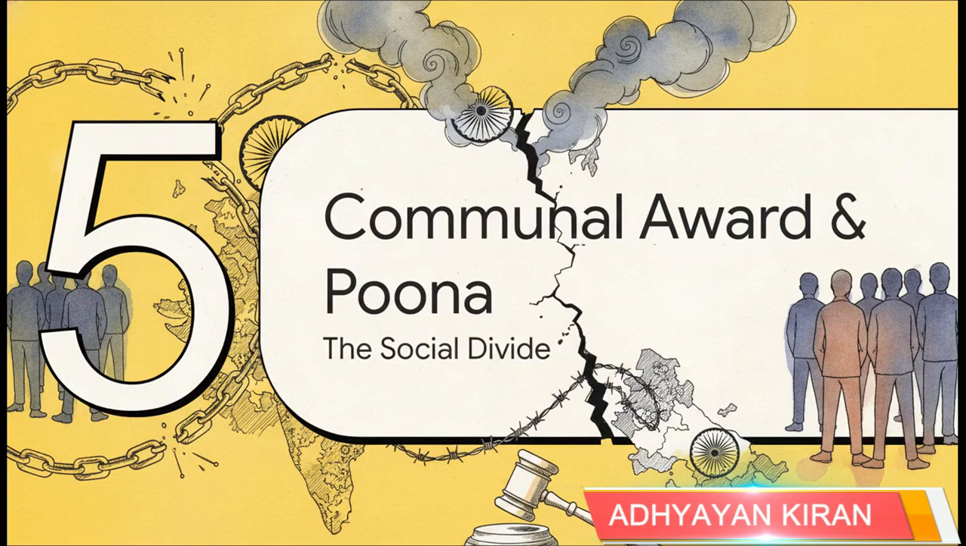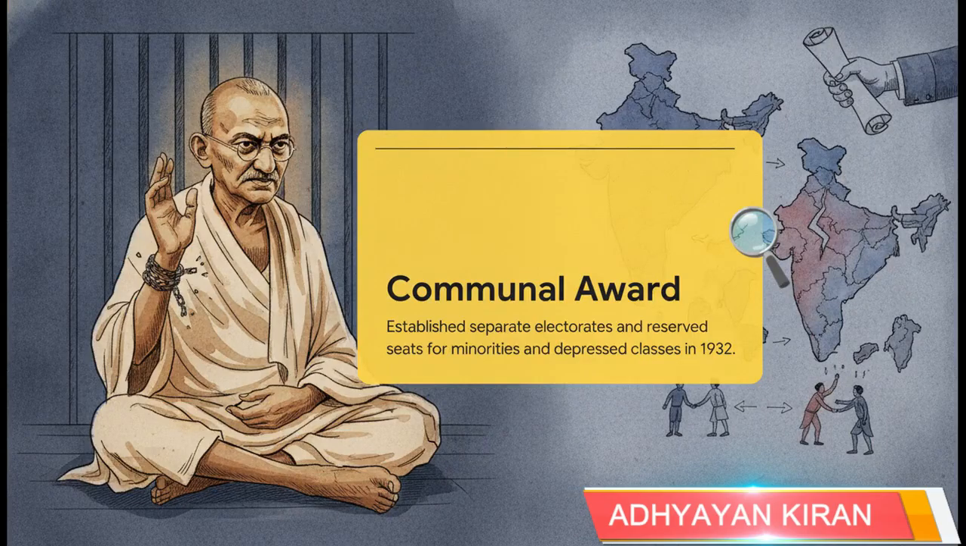Section 5. Communal Award and Poona Pact, the social divide. With the failure in London, civil disobedience briefly resumed back in 1932. But it faced immediate, ruthless government repression. However, the most profound crisis of this entire phase wasn't just British pushback. It was a deep internal social divide.